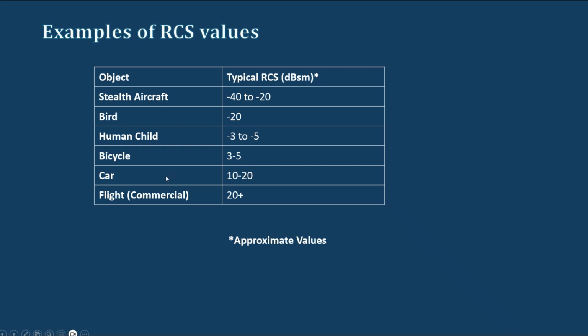As we consider the car, we know that a car has lots of metallic parts, so it will have a typical RCS of 10 to 20 dBsm, and the commercial flight will have an RCS of 20 plus dBsm. Here you can see the RCS difference between a flight and a stealth aircraft. By using the modifications, we can reduce the RCS of the stealth aircraft.